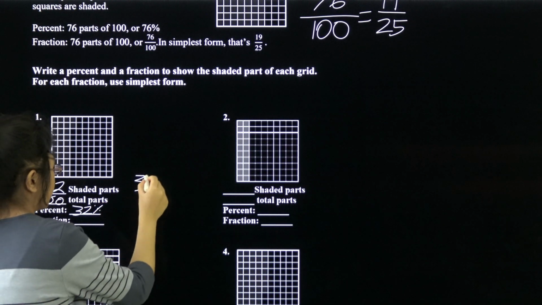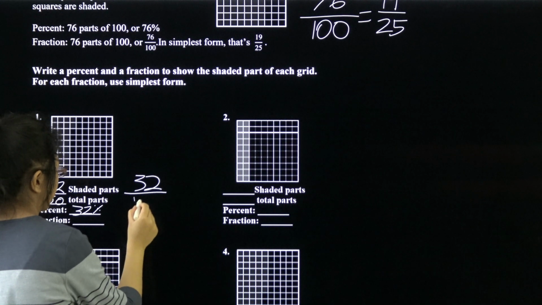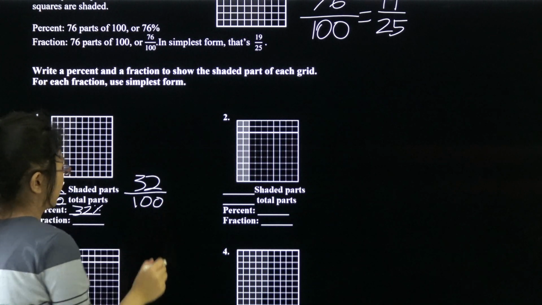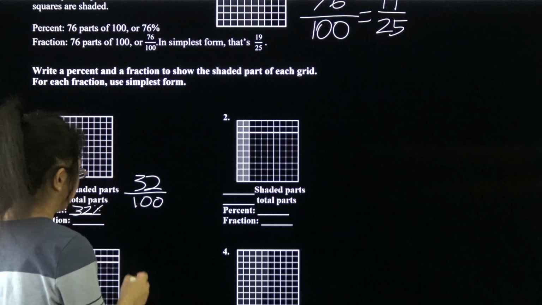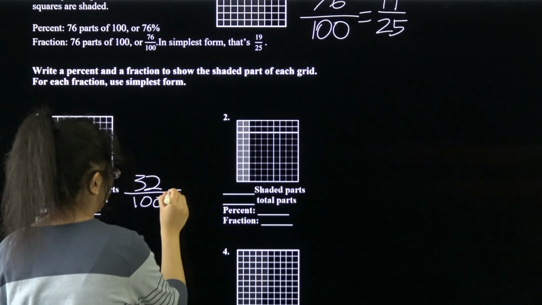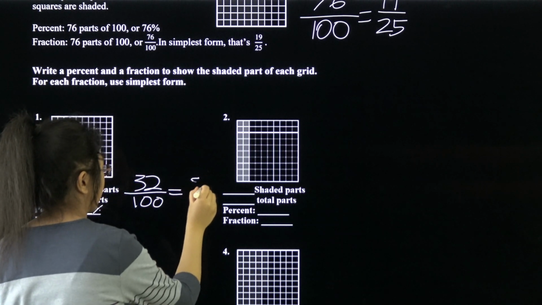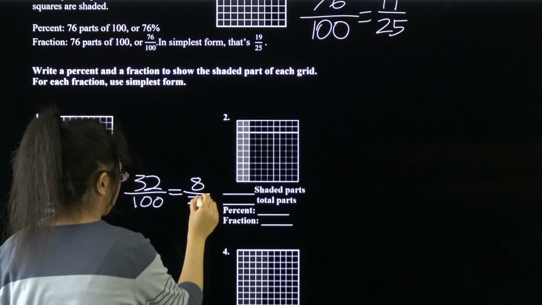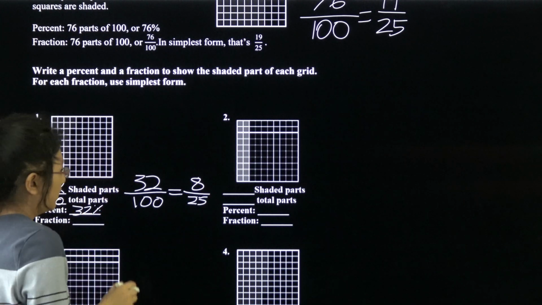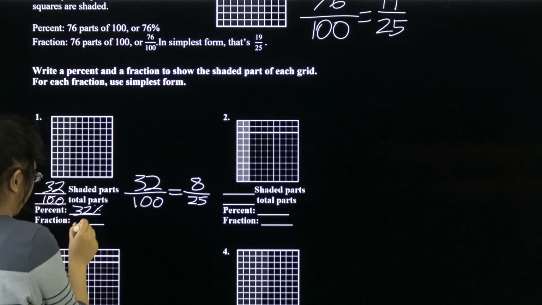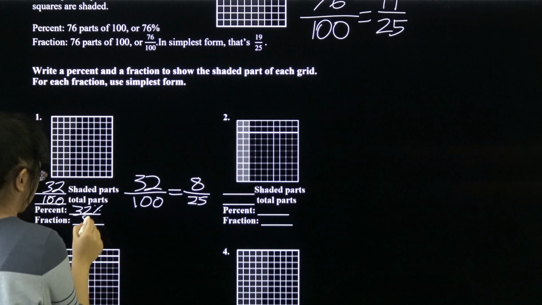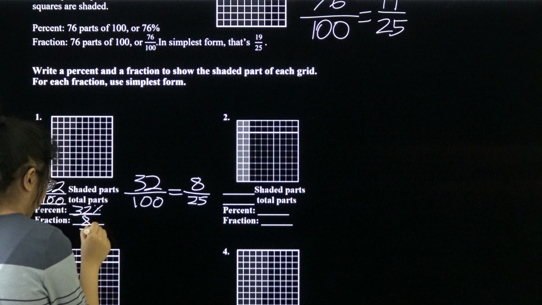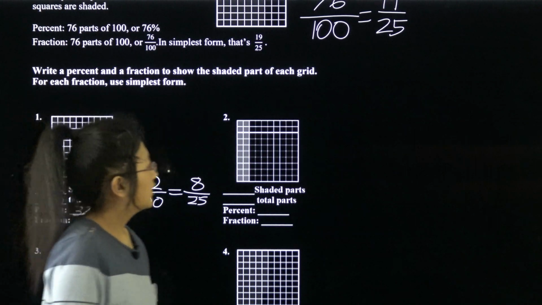Now that would also be 32 over 100, but that's not the simplest form, since 32 and 100 are both divisible by 4. So the simplest form would be 32 divided by 4 is 8, and 100 divided by 4 is 25. So the fraction is 8 over 25. Now we move on to the next question.